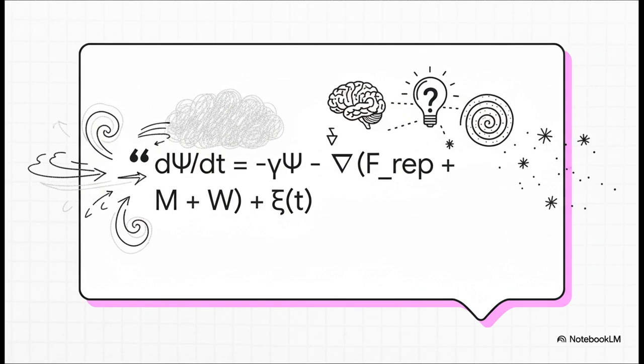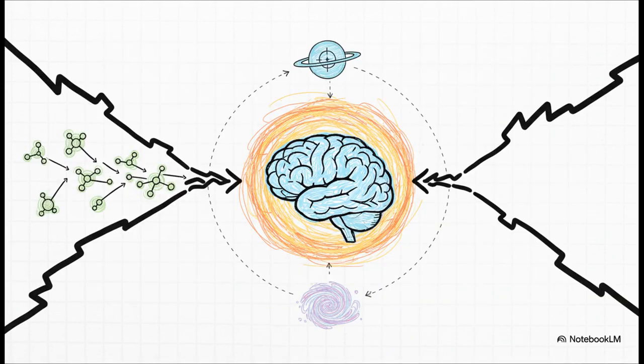On the left, you've got the change in the mind state over time. And that change is driven by just three things: the system's own internal braking or damping, the combined gravitational pull of our three big drives, representation, meaning, and wonder, and finally, that little bit of random noise that sparks creativity. So what does this all mean? The takeaways here are, well, they're huge.